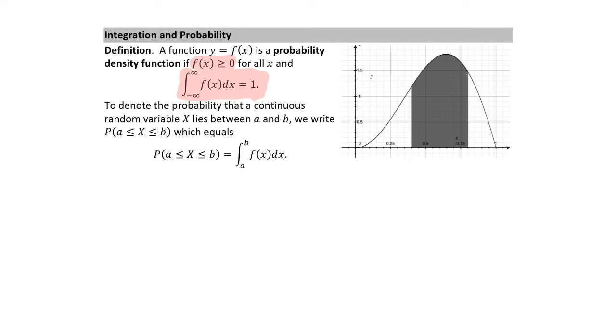To denote the probability that we have a continuous random variable x that lies between a and b, we write the probability that x is between a and b, and it's going to equal the integral from a to b. So let's look at the picture here. Over here in this picture, the area bounded by the curve and the x-axis is going to have a total equal to 1. That total area is going to be 1. It's going to be all above the x-axis because probabilities are always positive. And when we want to find the area or the probability it's between two values, we will do the integral from a to b.